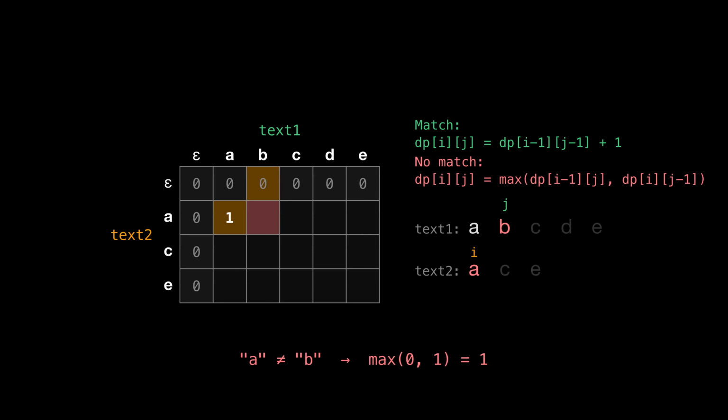Next, we compare a in text2 with b in text1. We can see they don't match, so we're going to take the max of the cell above and the cell to the left. Same idea for a versus c, d, and e. There's no match, so we carry forward.